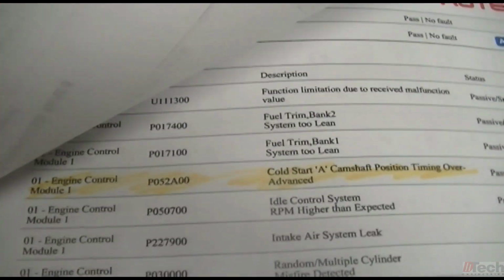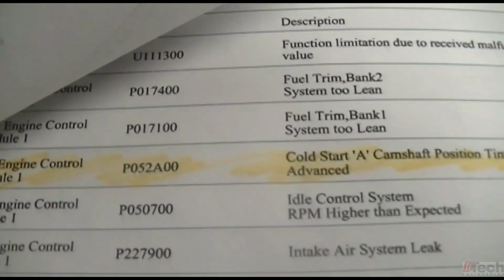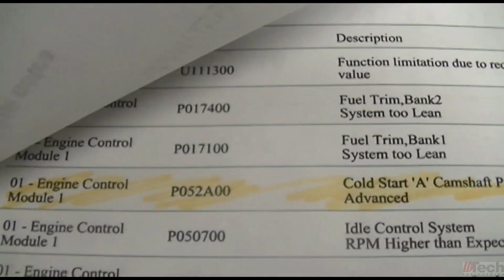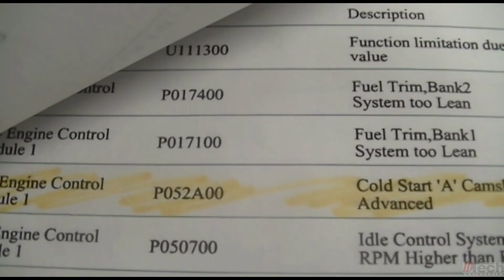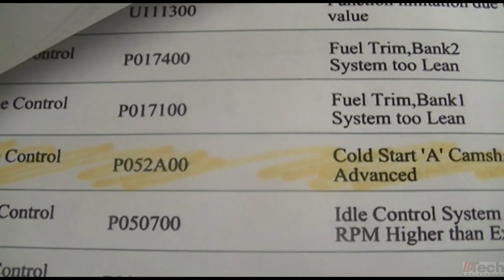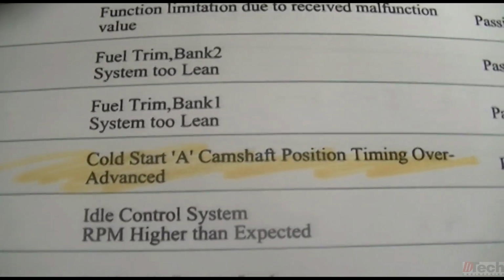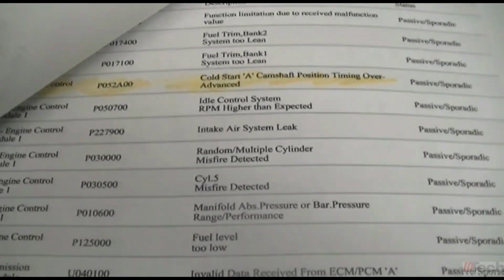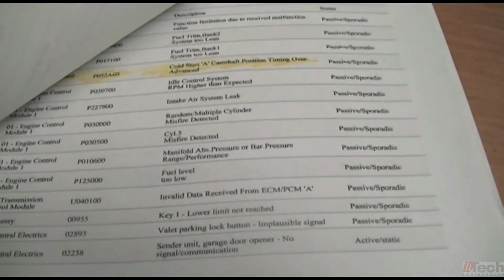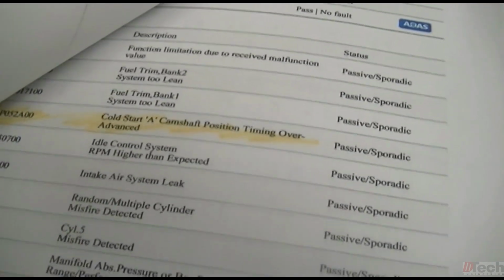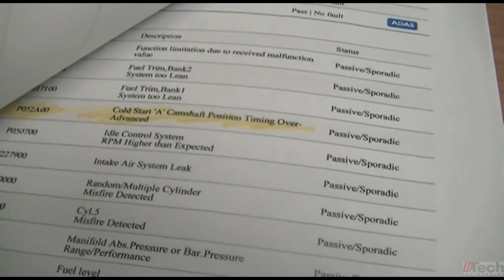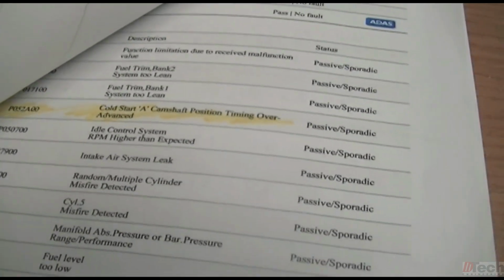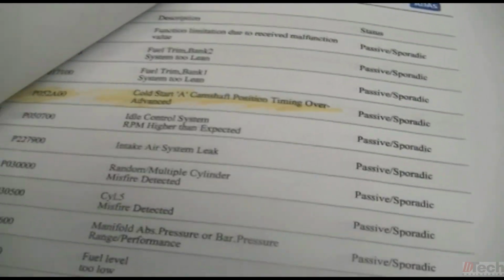Okay, before getting started, I wanted to just get you a shot of the trouble code that I was interested in, which is P052A, cold start A camshaft position timing over advanced. Yes, there are some other codes in there, but that is the code that actually has returned from a previous visit when it was cleared. So there is something going on enough to the point where it keeps logging that code again.